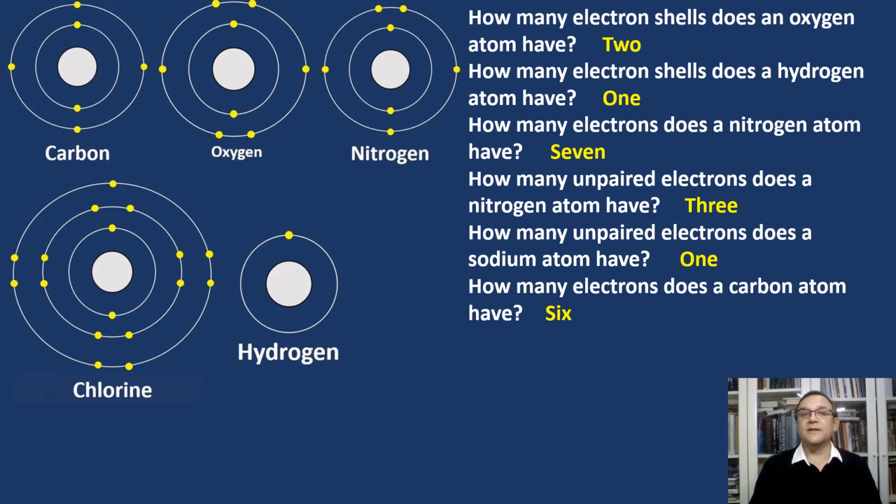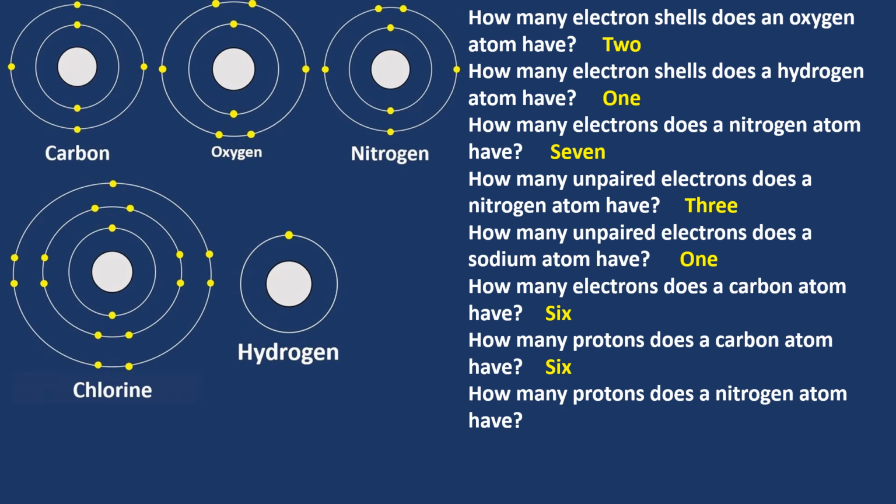How many electrons does a carbon atom have? Carbon has 6 electrons. How many protons does a carbon atom have? Correct, 6 protons. How many protons does a nitrogen atom have? 7, correct. What is the atomic number of carbon? 6.